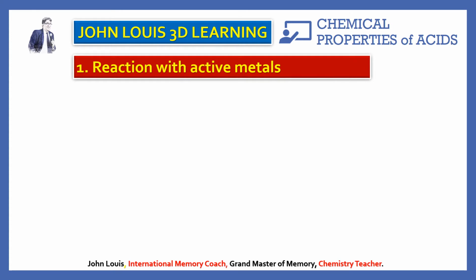So first one, reaction with active metals. So we have seen in previous video lessons what is meant by most reactive metals and medium reactive metals and less reactive metals. According to the reactivity of the metals, the property of the acids with metals will vary, and we need to understand each and everything, how they vary and what are the various different products formed.